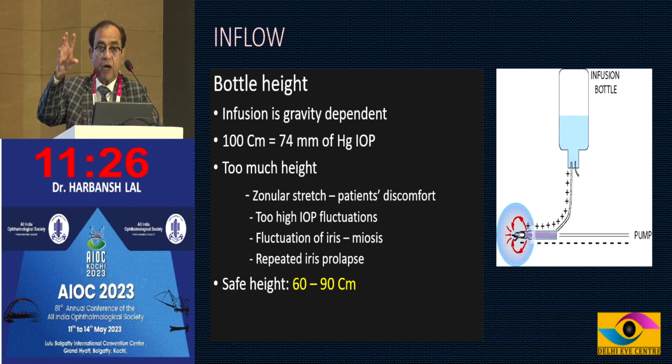If the IOP is very high, the volume of fluid in the chamber will not be that much, so the IOP fluctuation will also be more as soon as you suck the fluid. That may cause iris miosis, discomfort to the patients and iris prolapse. So a safe height is somewhere between 60 to 90 centimeters, maximum 100 centimeters. Keeping it at 140, 150 serves not much purpose, and you unnecessarily increase the IOP inside the eye and discomfort to the patient.